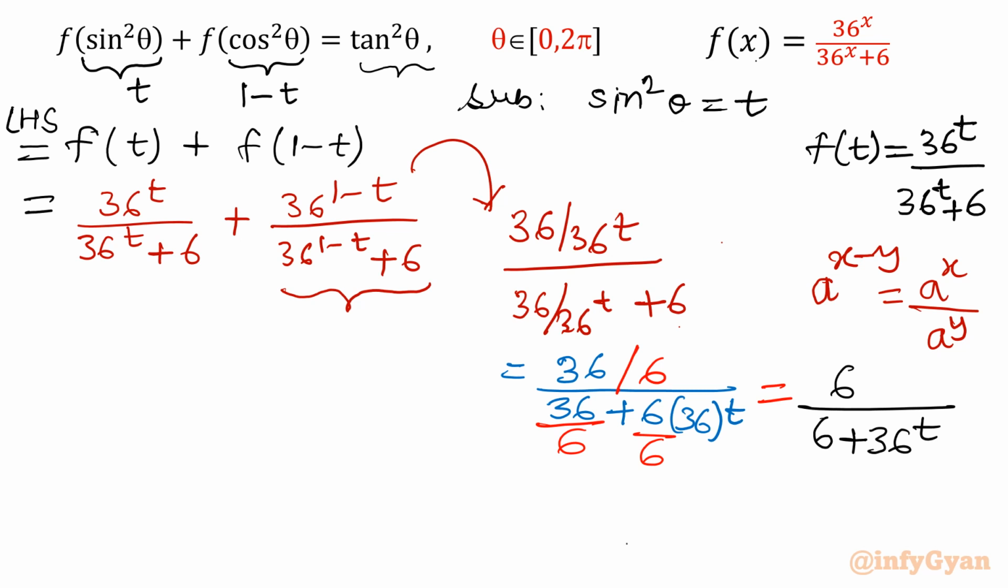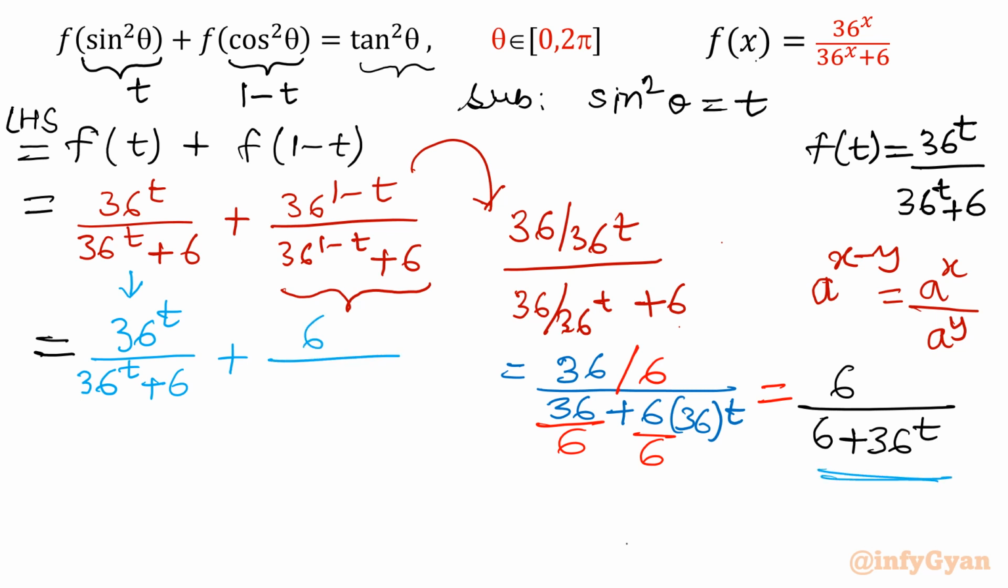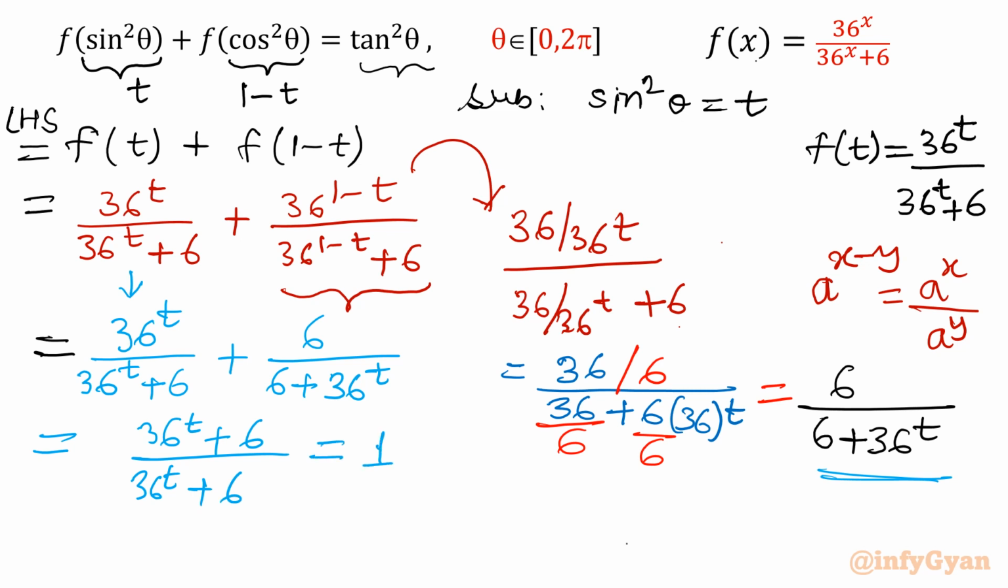Just check. Let's put the value. Our LHS will become 36^t over 36^t + 6, the first term as it is, and now the second term which we have simplified, 6 over 6 + 36^t. You can see the denominator is the same, so we simply add up the numerator terms, 36^t + 6. What is happening? It is coming out to 1. So the important part of this question is that it comes out as a constant.